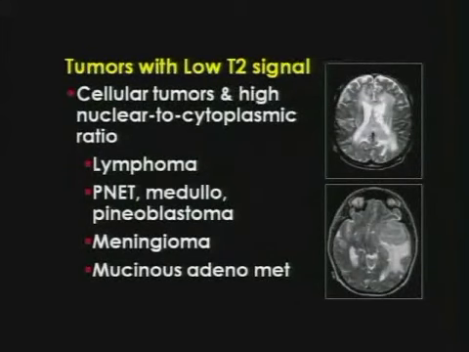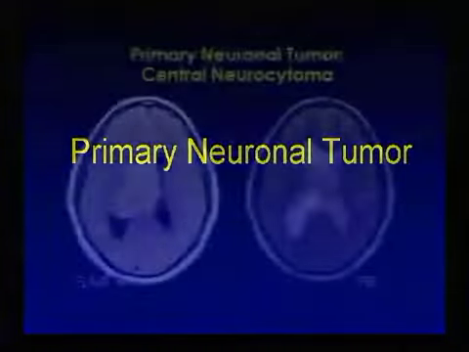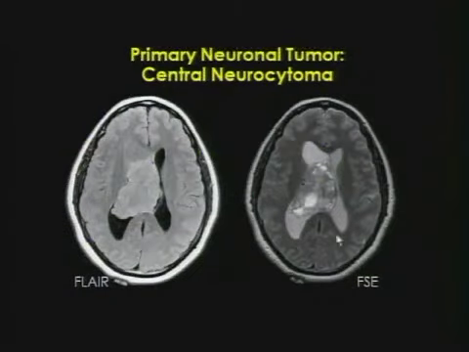So tumors with low T2 signal, I touched upon this before, but any kind of highly cellular tumor would do this. Lymphoma, medulloblastoma, pineoblastoma, some meningiomas, and also mucinous type of tumors. The neuronal tumor I spoke to you about earlier is not that common, but nonetheless, I want to show you 2 examples of a neuronal tumor that you may run into in real life.